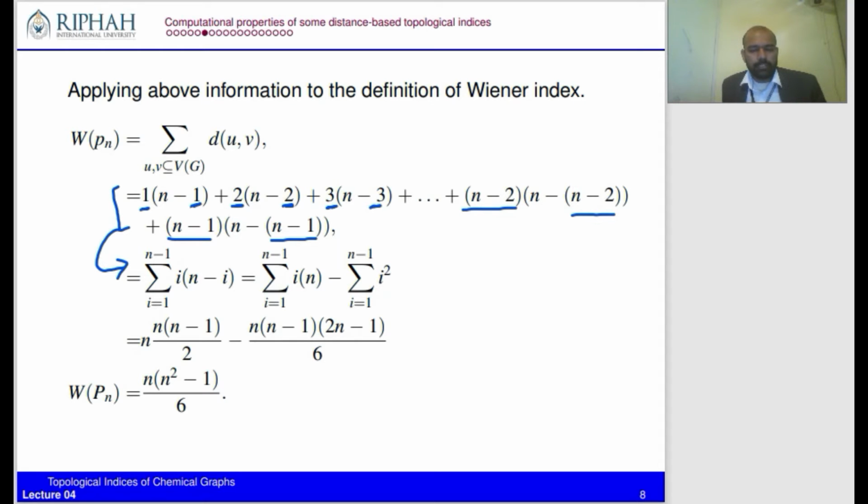So we just apply summation on i into n minus i, and then split the summation and apply some formulas here, and after some simplification we get the expression for the Wiener index for the path graph. So this is the expression: n into n square minus 1 divided by 6 for the path graph on n vertices.